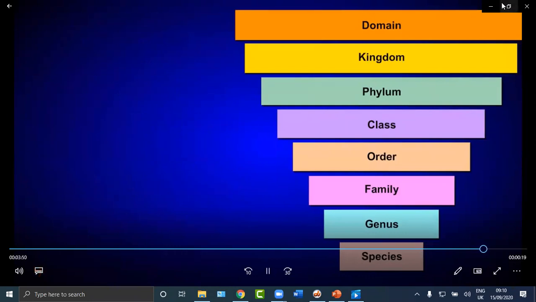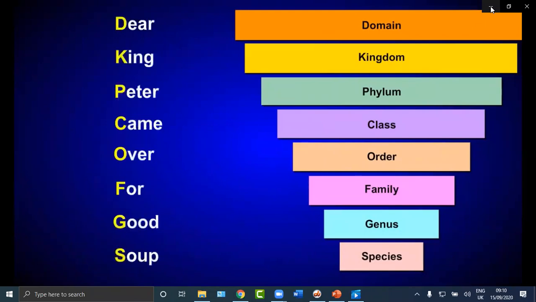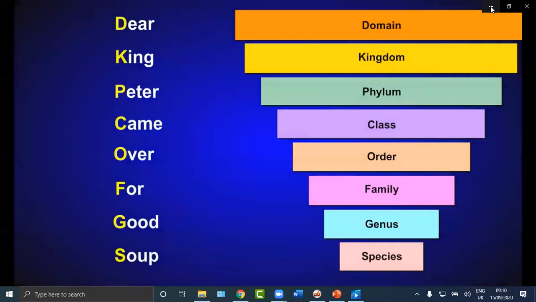There are a lot of useful memory tricks for learning the classifications of life, but here's a simple mnemonic that may help you memorize the first letter of each level. Dear King Peter came over for good soup.